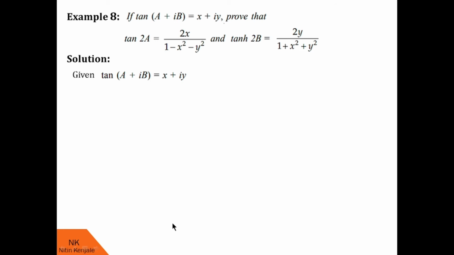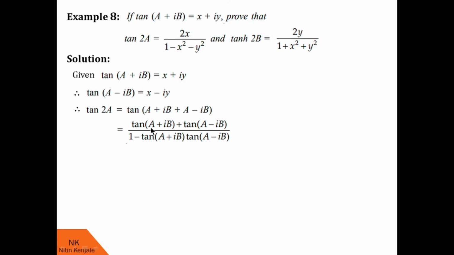Given that tan of a plus ib is equal to x plus iy, then its conjugate can be given as tan of a minus ib is equal to x minus iy. Now let us consider tan of a plus ib plus a minus ib, which is nothing but tan of 2a. Then according to the trigonometric identity, it can be written as tan of a plus ib plus tan of a minus ib upon 1 minus tan of a plus ib into tan of a minus ib.